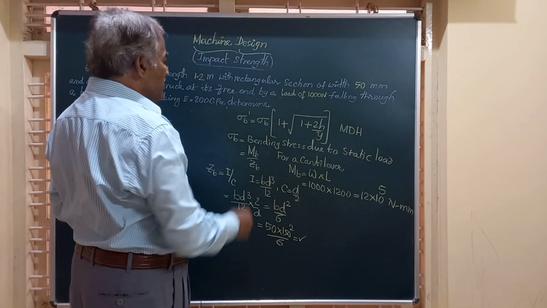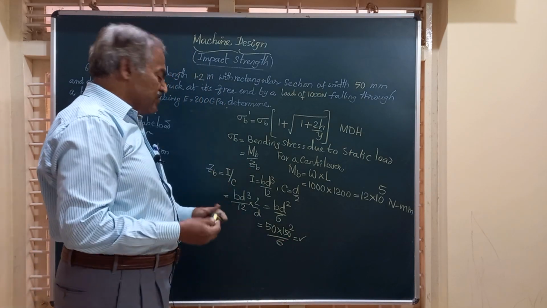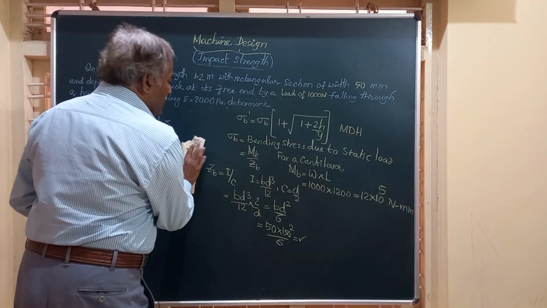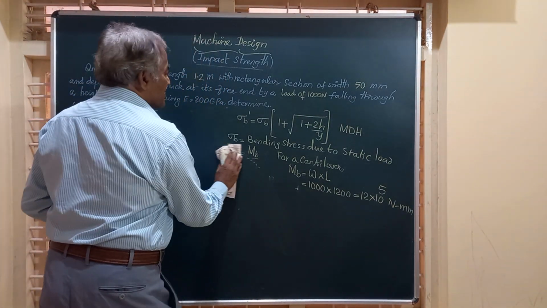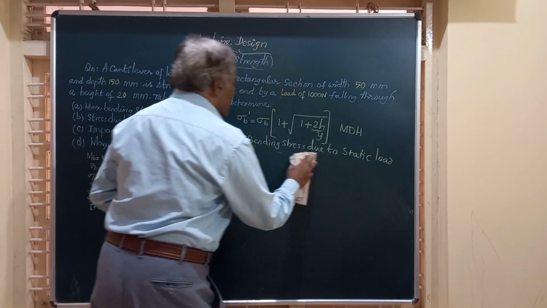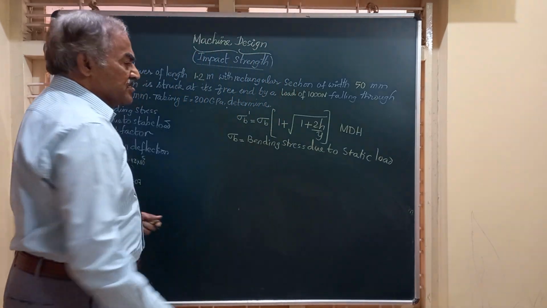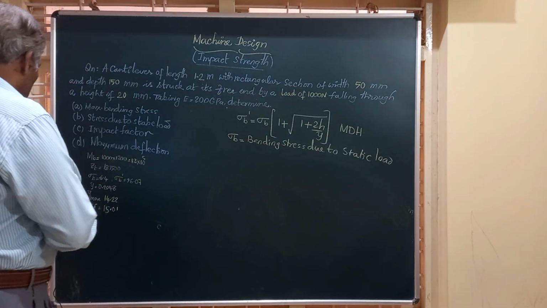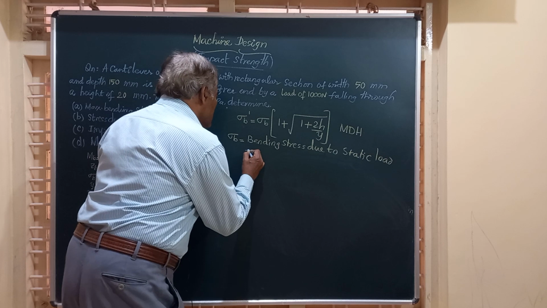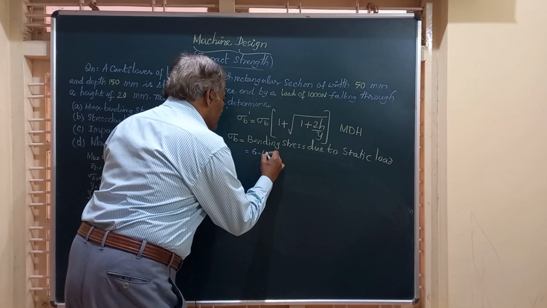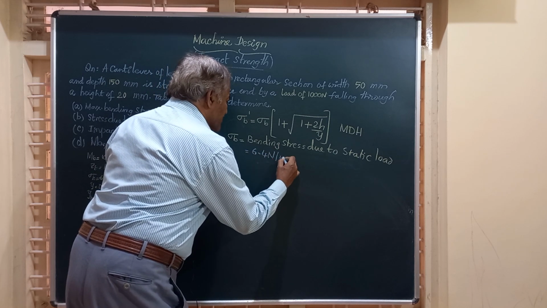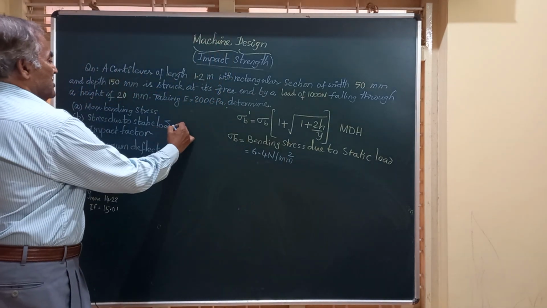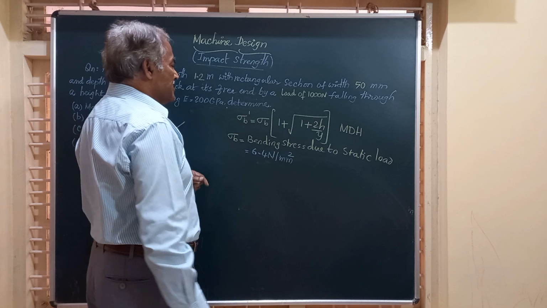Friends, you know the value of M_b, you know the value of Z_b. If you divide one by the other, you are going to get the bending stress in the member. Friends, after simplification, this bending stress works out to 6.4. That is 6.4 Newton per mm square is the bending stress. And this is the answer for the second part of the question.